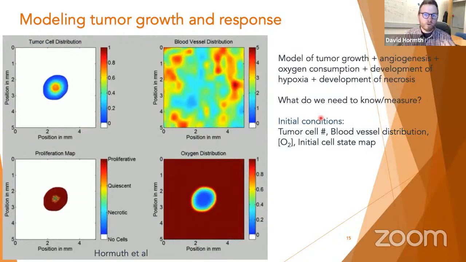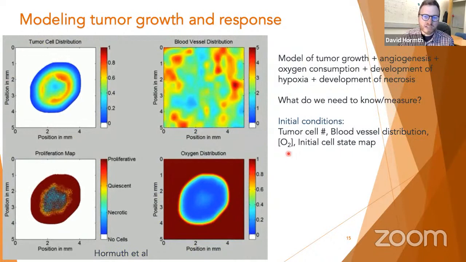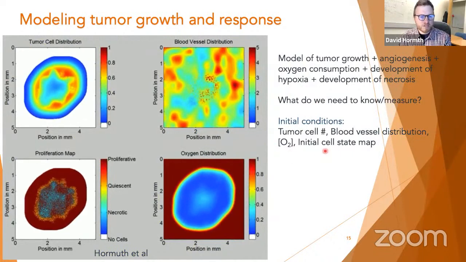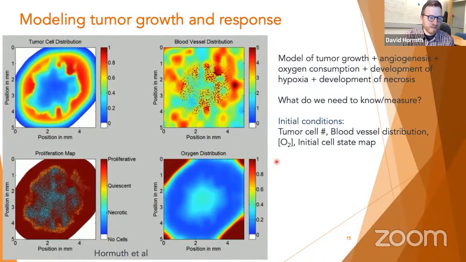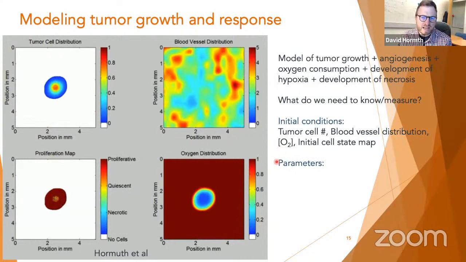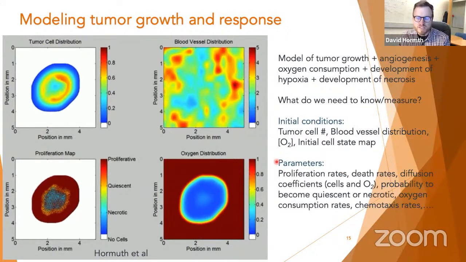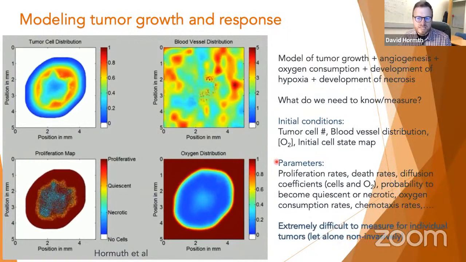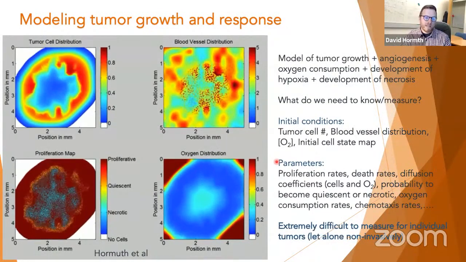So things like the total number of tumor cells, the blood vessel distribution, the oxygen concentration, maybe an initial map of cell state, so whether or not the cells are proliferative, quiescent, or necrotic. We also need to have model parameters that are describing things like proliferation rates, death rates, diffusion coefficients. And all of these things are really difficult to measure for individual tumors, let alone non-invasively.